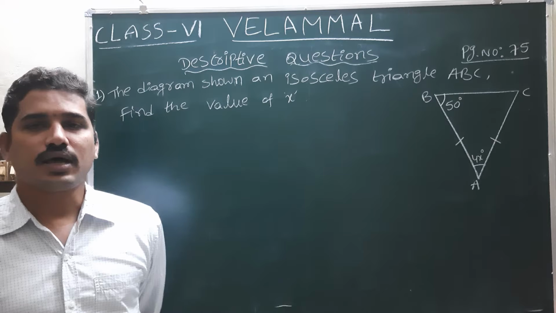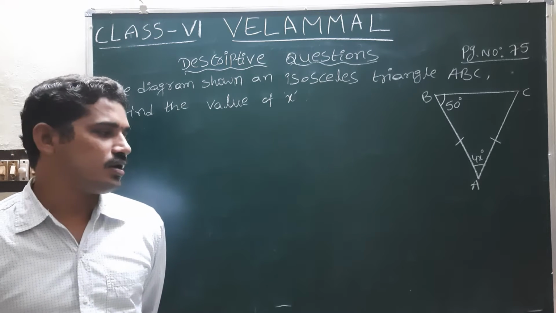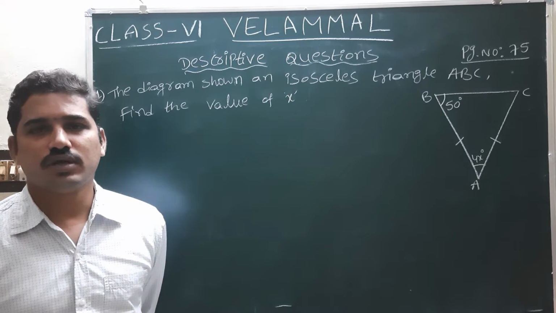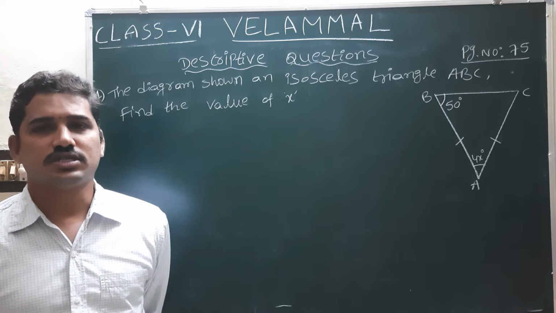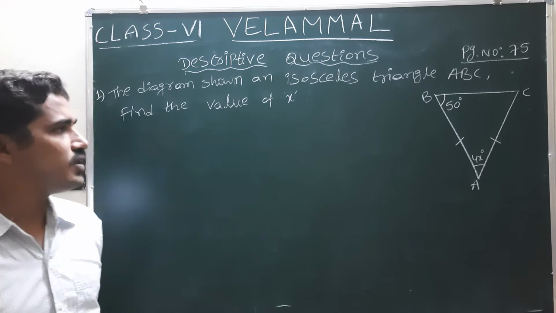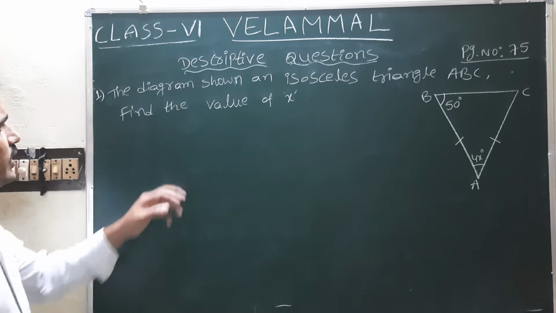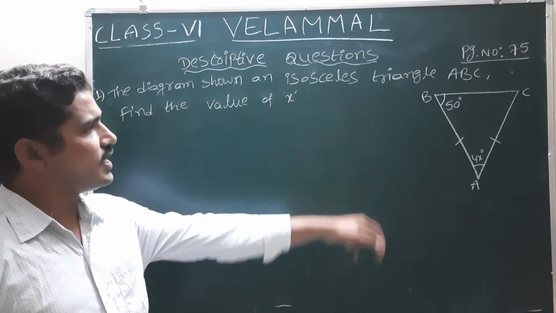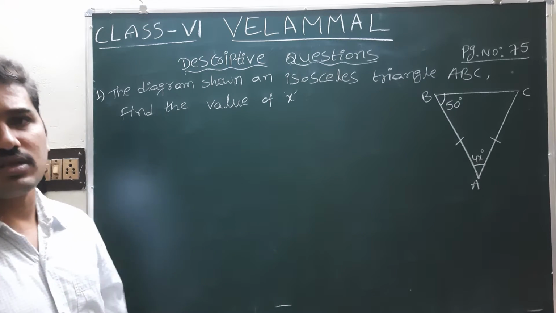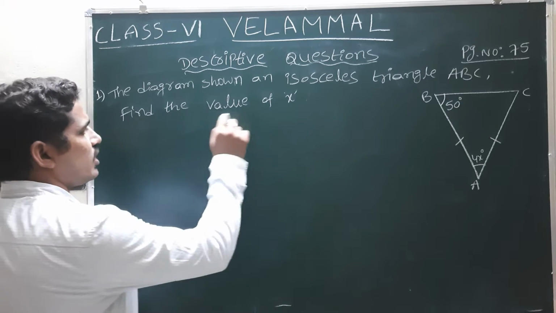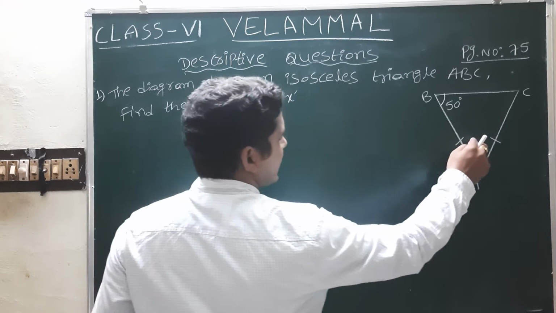We have completed the concept of polygons from our IIT textbook volume 1. Next we have the problems, the descriptive questions. The first one: the diagram shows an isosceles triangle ABC, and the question asks us to find the value of x. So this is the diagram.